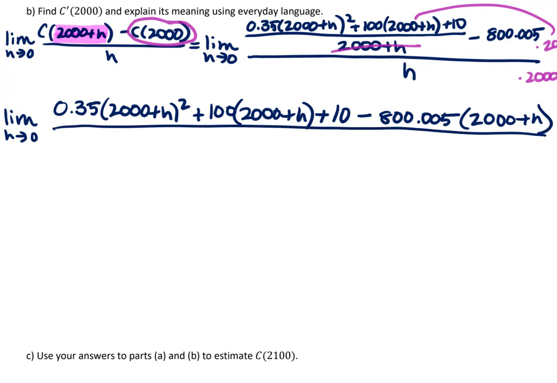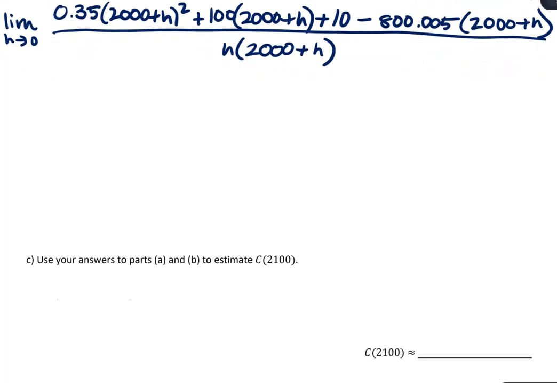In the denominator, I now have h times (2000 plus h), and I'm not going to distribute that through because my whole goal is to cancel that h out of the bottom, which means I want it factored. Okay, so limit as h approaches 0. Keep writing this until you actually let h approach 0. I can tell right now that if I did let h go to 0, I would still have 0 in the denominator, so that would be no good.